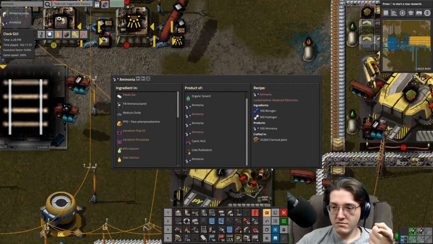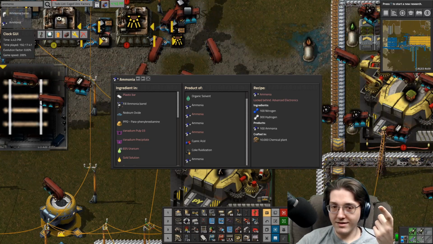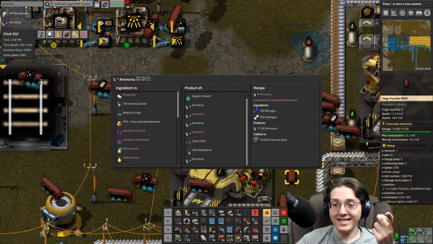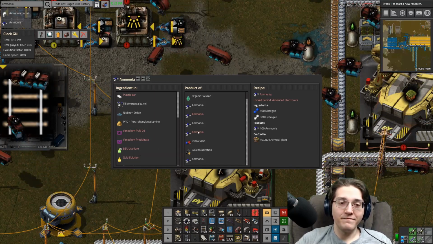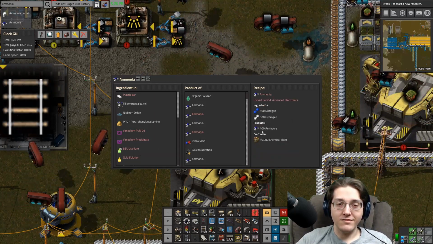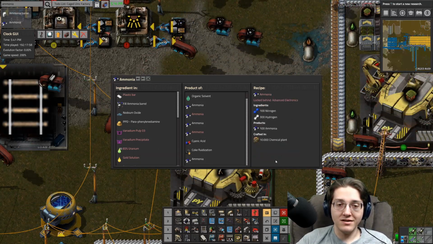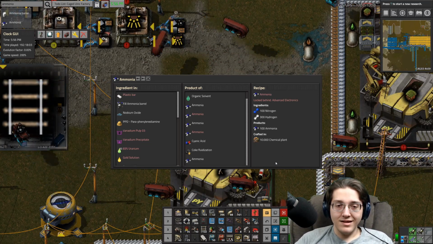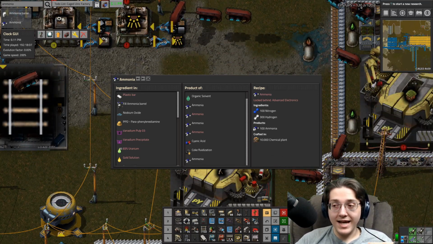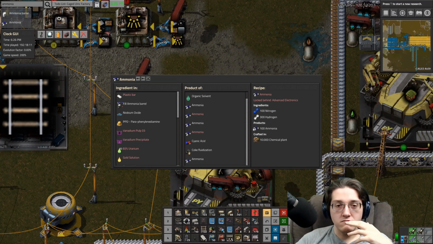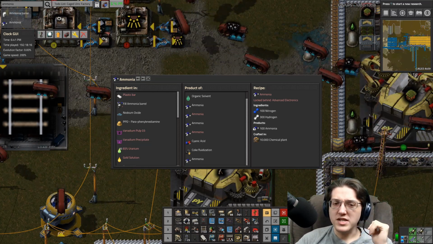It's ammonia. Nitrogen plus hydrogen. It exists already, so we don't have to worry about this being a thing. My only issue is whether it's at its proper ratio. No, it's not at proper ratio.